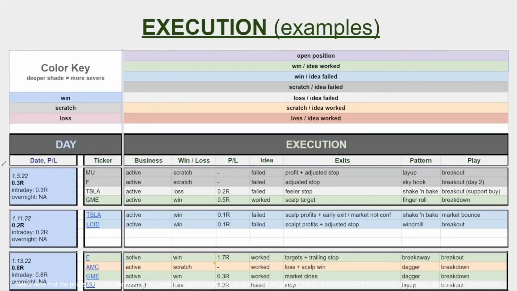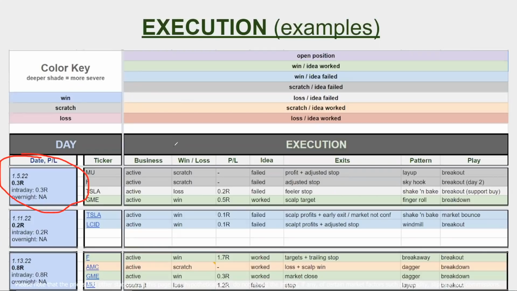So this first example, on this day right here, I've got 3 ideas that failed and I've got 1 idea that worked. Okay, and I still made money. It was a small win day, but the gray here is signifying that I scratched on 2 ideas that failed.